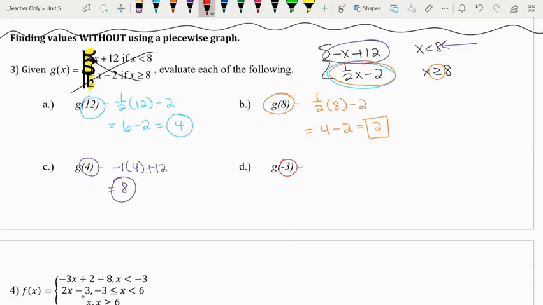And our last one is g of negative 3. So again, we need to figure out which equation to use. This one yet again falls into that top one because it is a value less than 8. So we would have negative 1 times negative 3 plus 12, which gives me 3 plus 12, which is 15. So hopefully that feels pretty familiar and simple to you because we did talk about that yesterday as well.